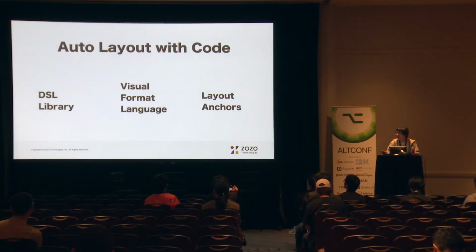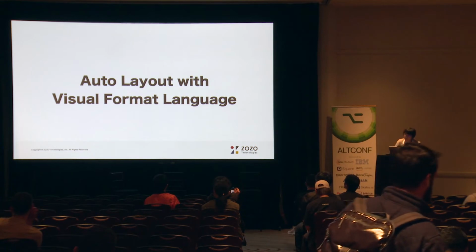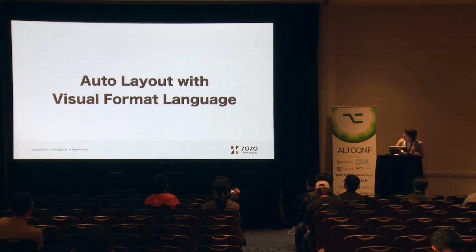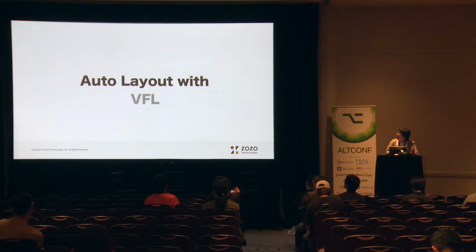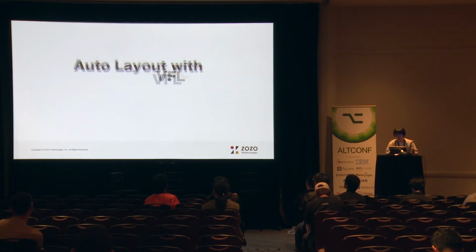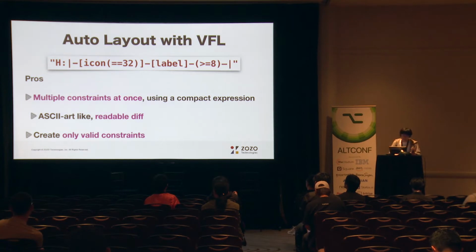There are several patterns when we use code: domain-specific language libraries, visual format language, layout anchors, and more. We use visual format language in this talk. We call visual format language VFL. VFL is a language for defining AutoLayout. This is an example. It's provided by Apple SDKs.